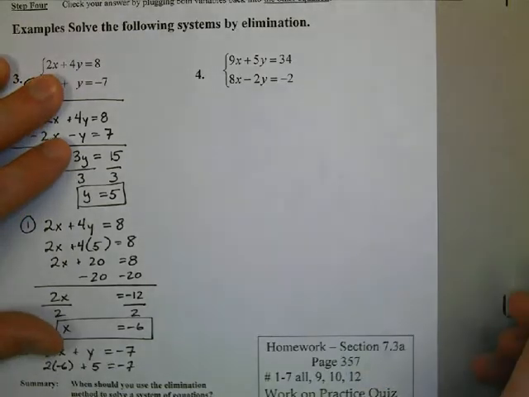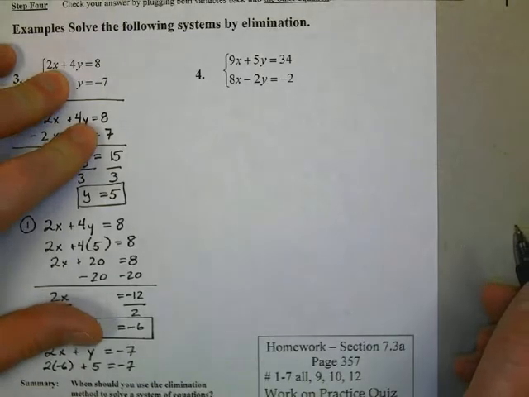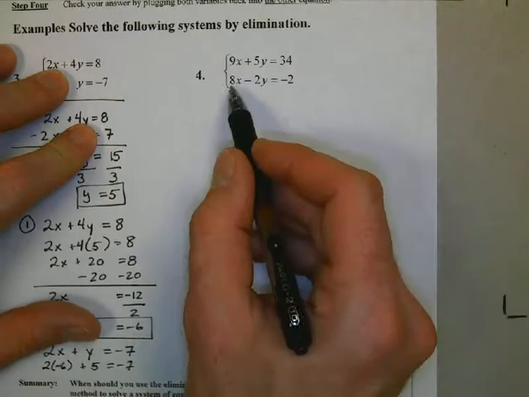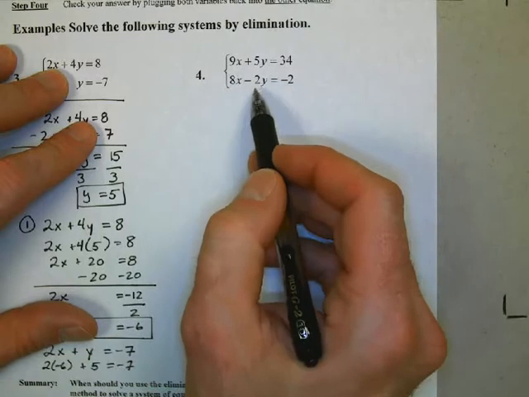This is section 7.3, example 4. 9x plus 5y equals 34. 8x minus 2y equals negative 2. Once again, as we look at our coefficients, the 9 and the 8 will not cancel when we add them up, neither will the 5 and the negative 2.